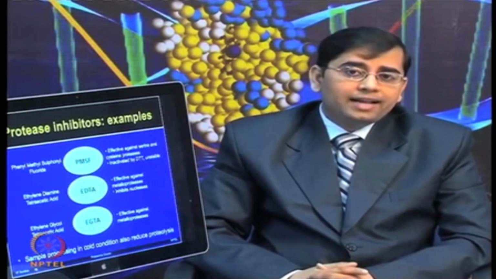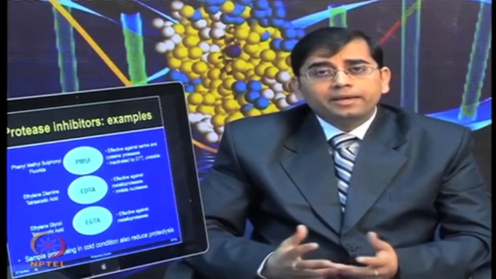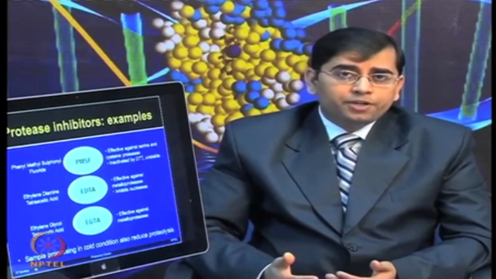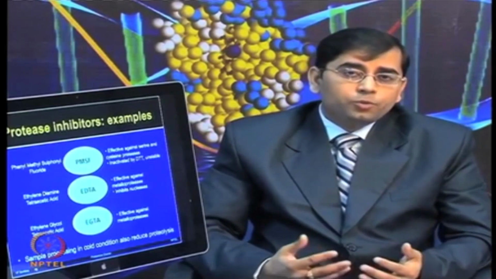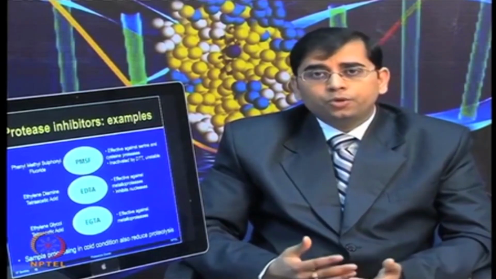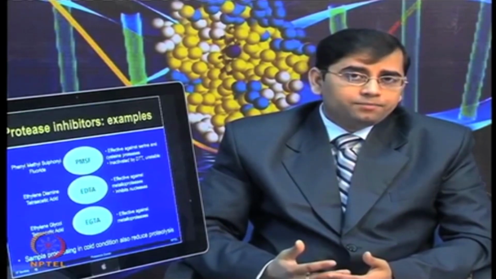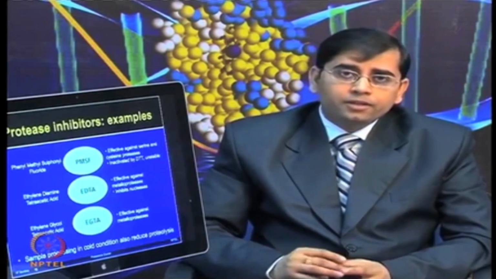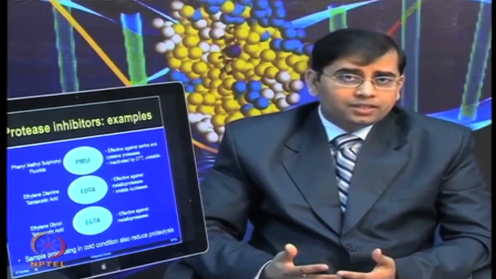EGTA, or ethylene glycol tetraacetic acid, is also effective against metalloproteases. Now, when you are making your sample preparation for proteomic applications, it is very important that you process the samples in cold conditions to reduce any proteolysis. These proteolysis artifacts can be minimized by using cold conditions during the grinding as well as during the centrifugation steps.